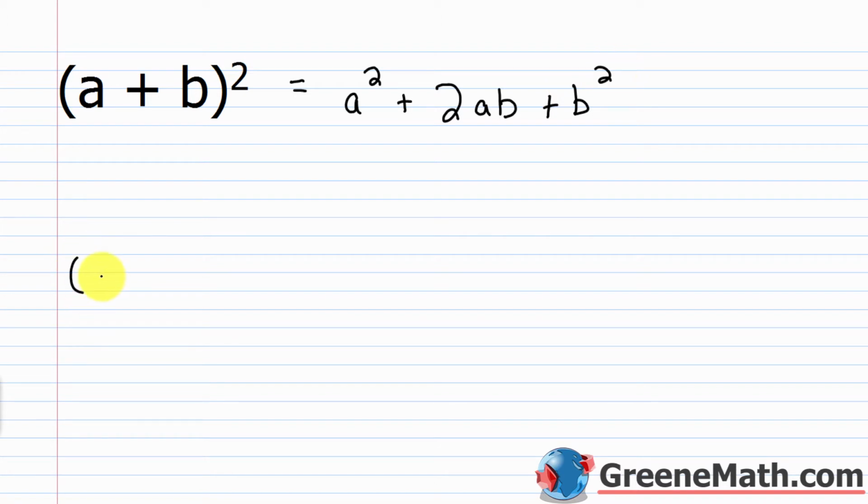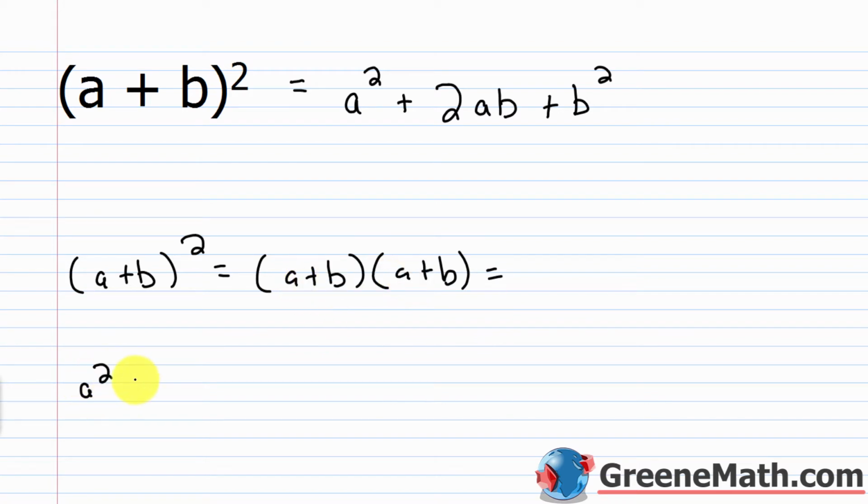And again, you can check all of these. You just take this a plus b, this quantity squared, and you expand it. A plus b times a plus b. This equals a times a is a squared, plus a times b is ab, plus b times a is ab. Then lastly, b times b is b squared.